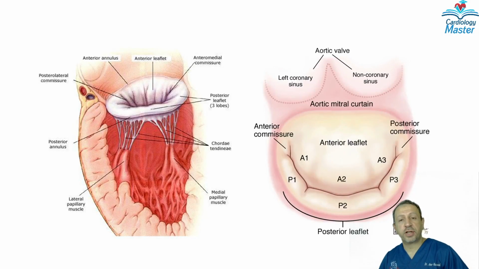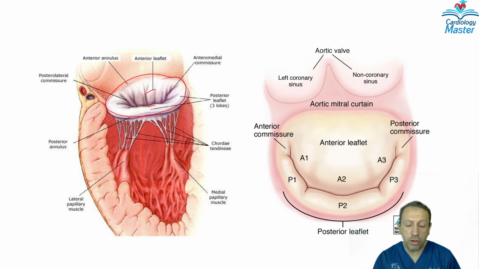The mitral valve structure is composed of four components, which are the anterior and the posterior leaflets of the mitral valve. This is the anterior and this is the posterior leaflet. The mitral annulus that is attached to the heart endocardial cushion, the chordae tendineae, and the papillary muscles. So there are four structures: the leaflets, the annulus, the chordae tendineae, and the papillary muscle.